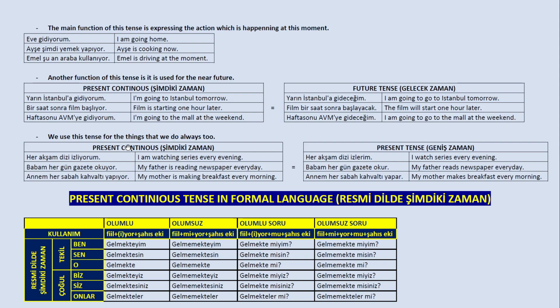We use this tense for the things that we always do. The same situation as the future tense is happening here with the present tense. Her akşam dizi izliyorum. Or her akşam dizi izlerim. Babam her gün gazete okuyor. My father is reading the newspaper every day. Or we can say, babam her gün gazete okur. Both sentences mean the same thing, but in different moods.